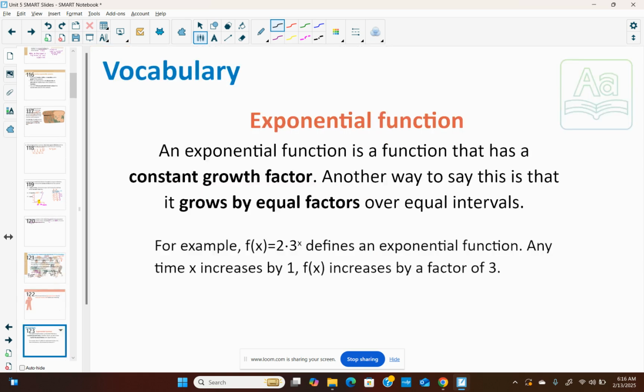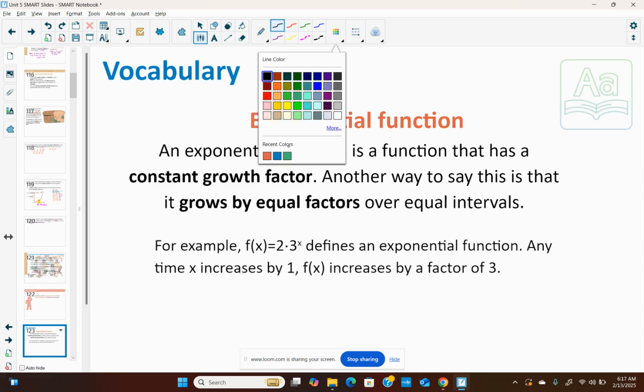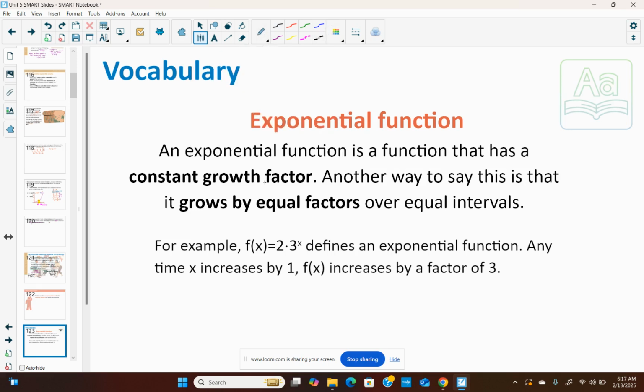So then here's some vocab that you can write down in your book. You can put it at the end of your lesson here in your book. There's probably a spot on your summary for this. Otherwise, wherever you write down vocab is fine. But an exponential function is a function that has a constant growth factor. So another way to say this is that it grows by equal factors over time. And remember that factors, okay, so this word factor means multiplication.